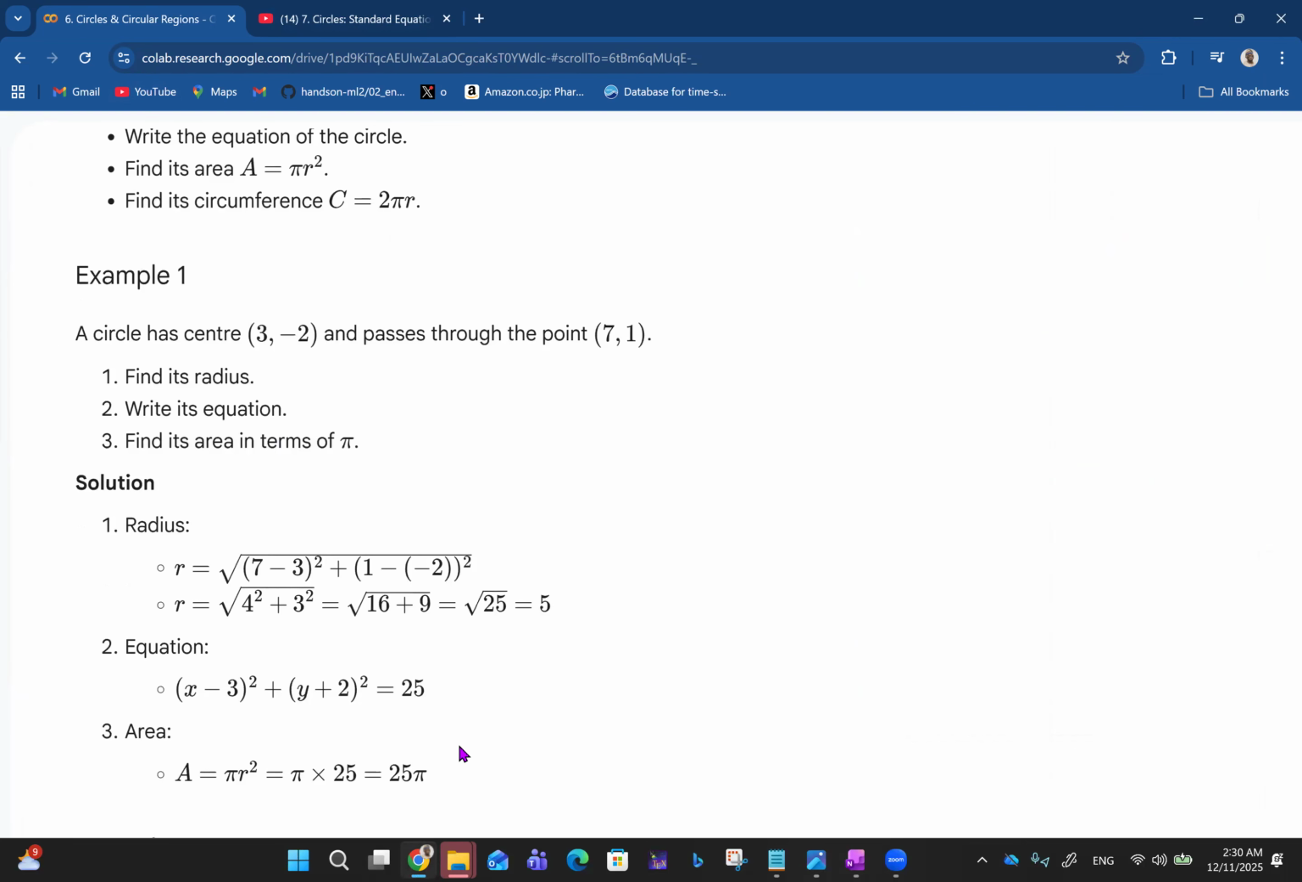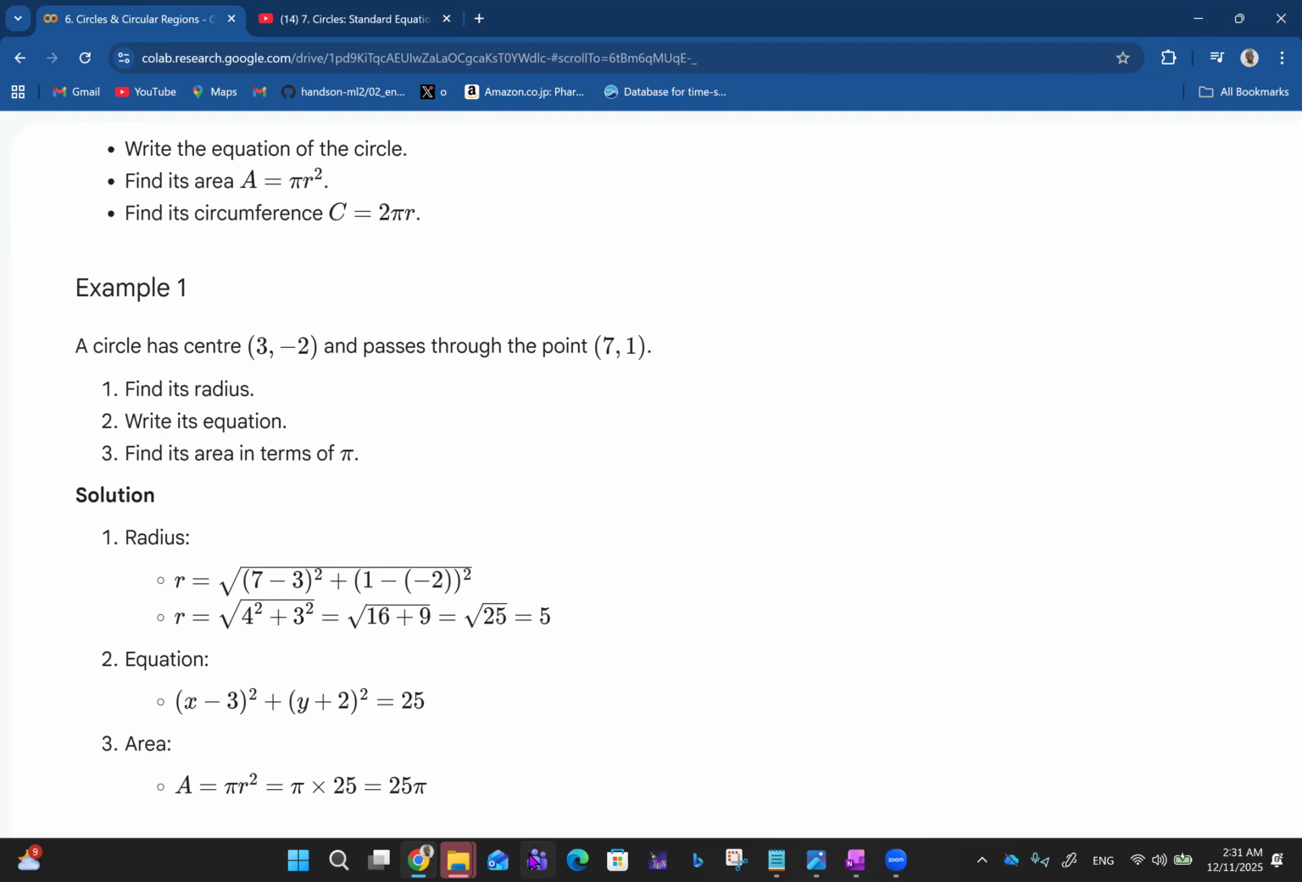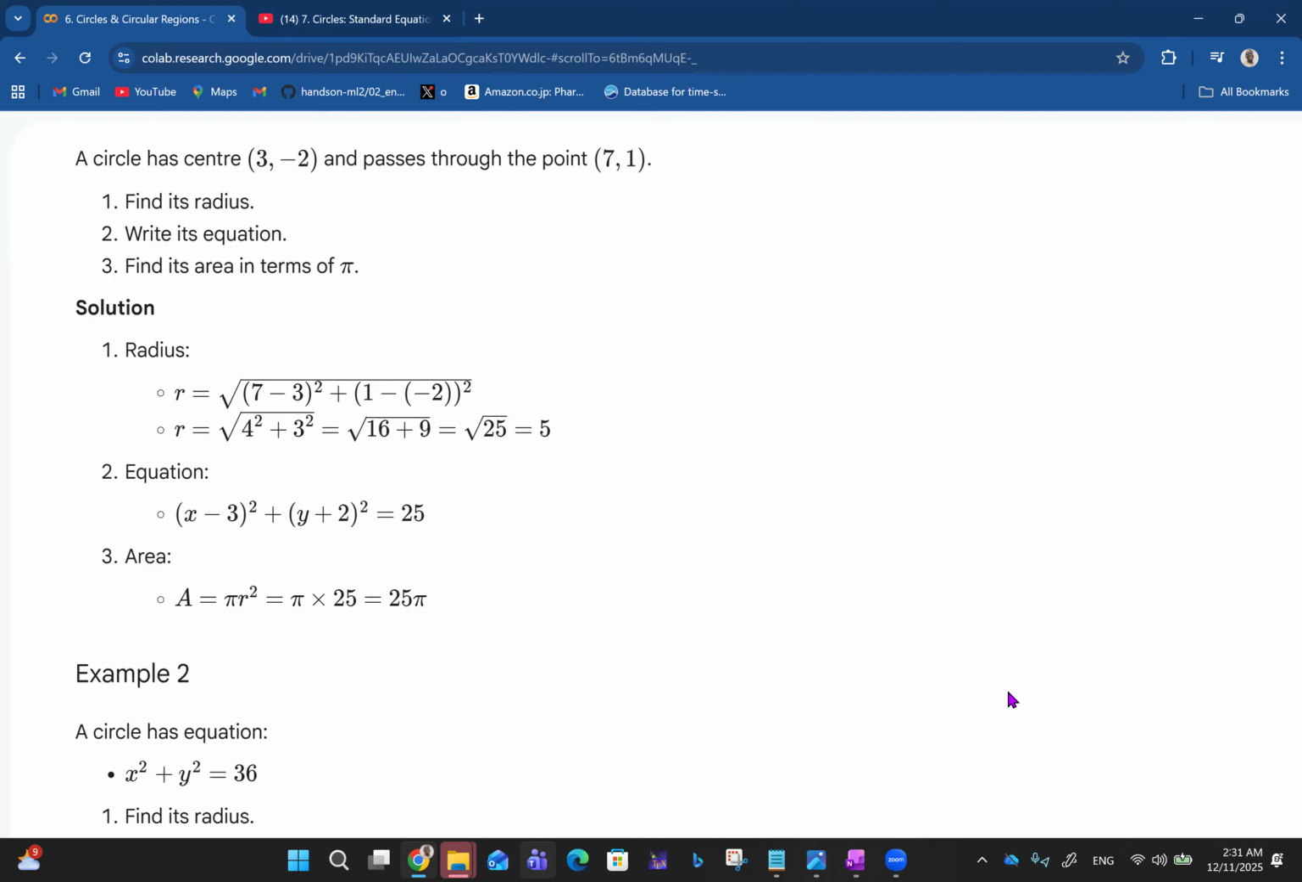So take an example. A circle has center (3, minus 2) and passes through the point (7, 1). Find its radius, write its equation, and find its area in terms of pi. Of course, the radius is going to be the square root of (x minus a)... that's the center, and this is (x1, y1). So (7 minus 3) squared plus (1 minus minus 2) all squared. So r is the square root of 4 squared plus 3 squared. That's the square root of 16 plus 9, which is the square root of 25, which is 5. So the equation now is (x minus 3) squared plus (y plus 2) squared equals 25, the radius squared. So the area is pi r squared, which is pi times 25, and you have 25 pi easily. You can also use 22 over 7 or 3.14 if you want to go further.